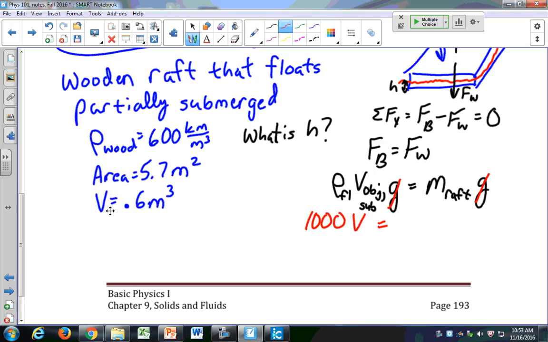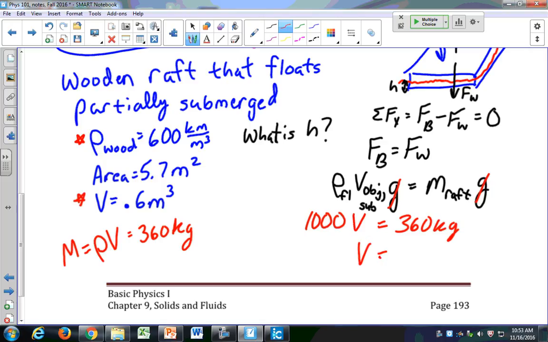I don't know the mass of the raft right off, but I can find it, right? How can I find the mass of our raft? Well, I know the density of the raft, and I know the volume of the raft, right? So my mass then is density times volume. All right, so that's going to be 600 times 0.6 which is 360 kilograms. So this is equal to 360 kilograms. And then I can find the volume that is submerged, which is going to be, I don't have that.